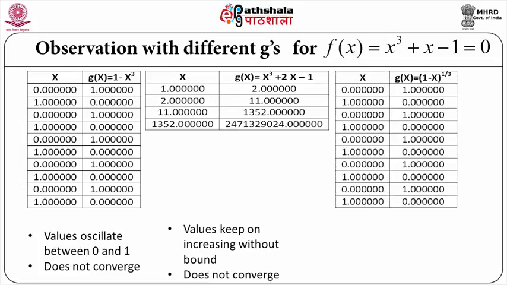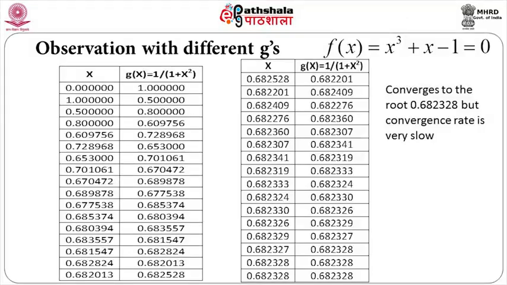Let us look at the third form of g(x), which is (1 - x) raised to 1/3. Here, if we begin with initial value x = 0, 1 - x becomes 1, and the cube root is 1. So the next input is 1. If I put 1, 1 - 1 is 0. So again the values oscillate between 0 and 1. Of course, if I change the initial guess from 0 to some other value, the values need not oscillate between 0 and 1, but still the method is not giving a proper way of convergence.